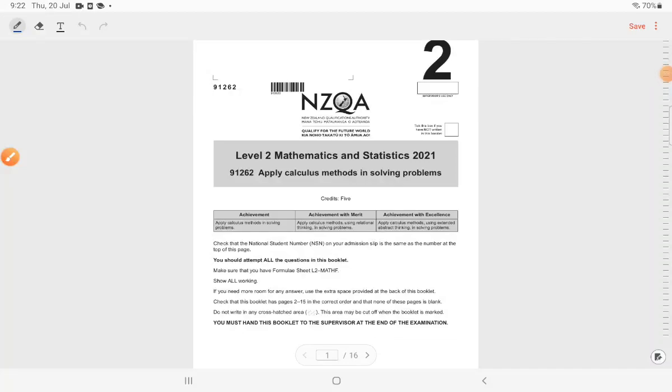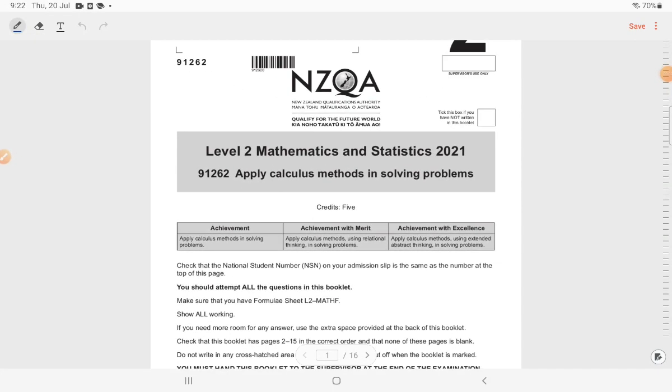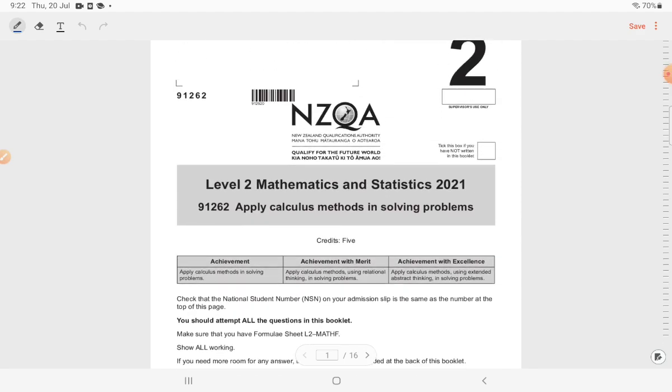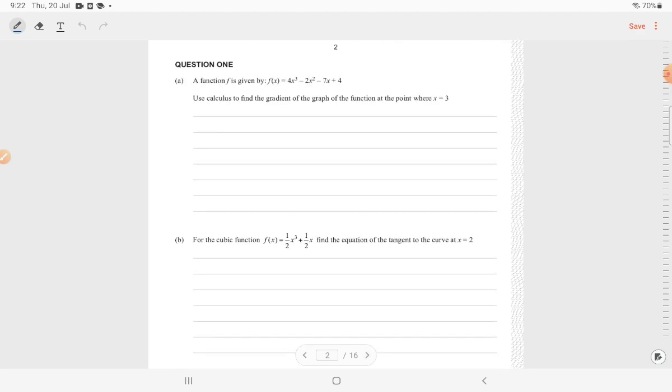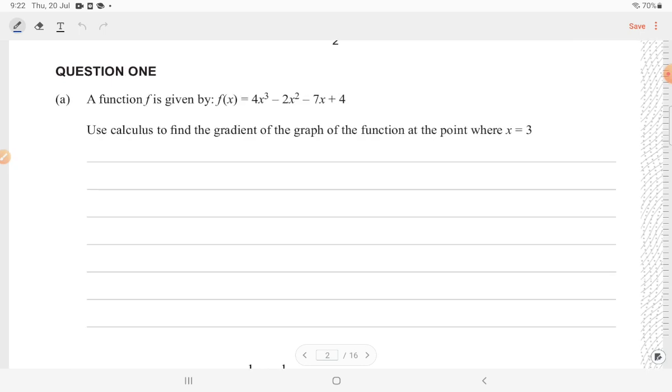This is the Level 2 Calculus 2021 paper walkthrough, and let's get right into this. A function f is given by f(x) equals 4x cubed minus 2x squared take away 7x plus 4. Use calculus to find the gradient of the graph of the function at the point where x is equal to 3. So, the function of x is described as 4x cubed minus 2x squared take away 7x plus 4. To find the gradient at a certain point, we differentiate this function.